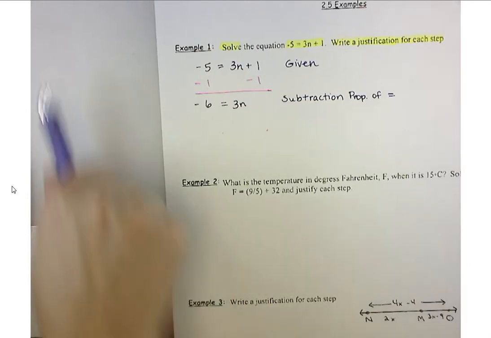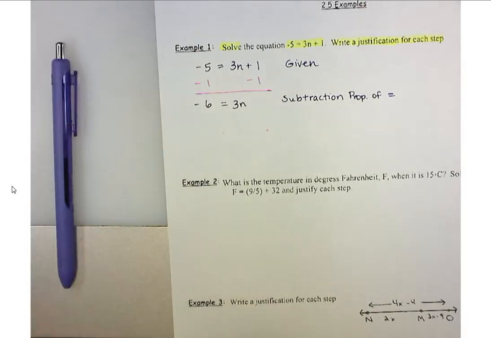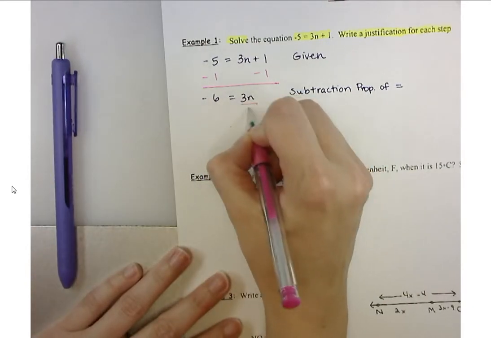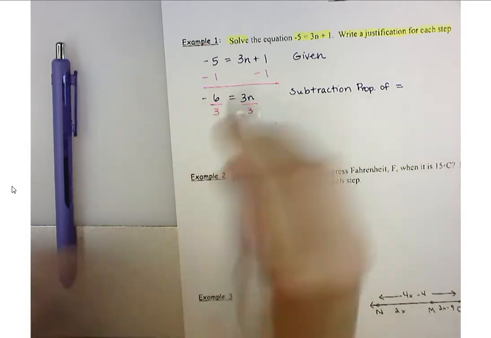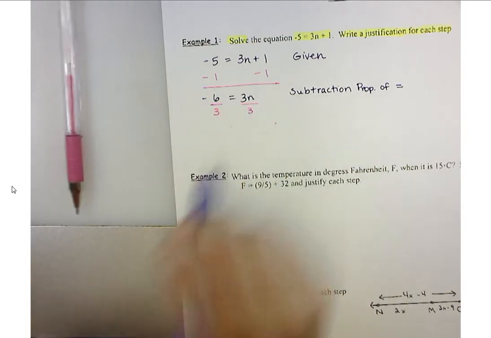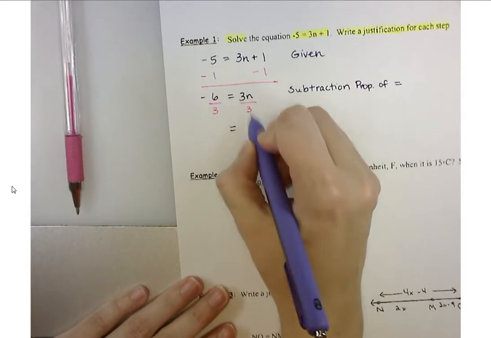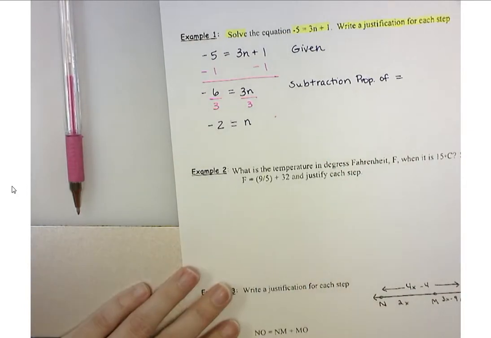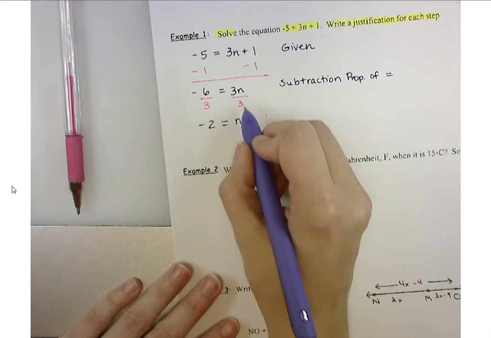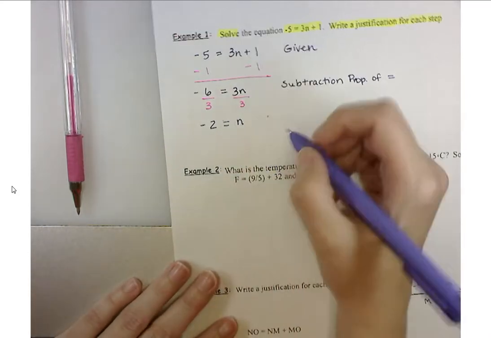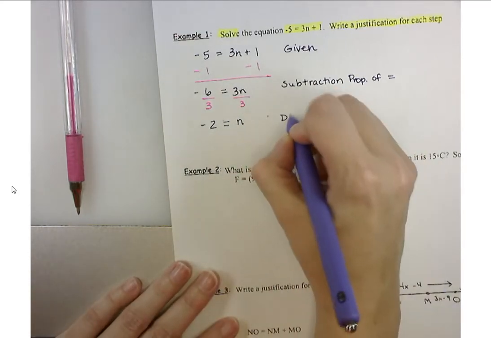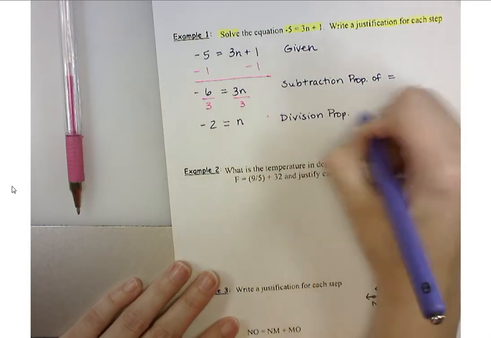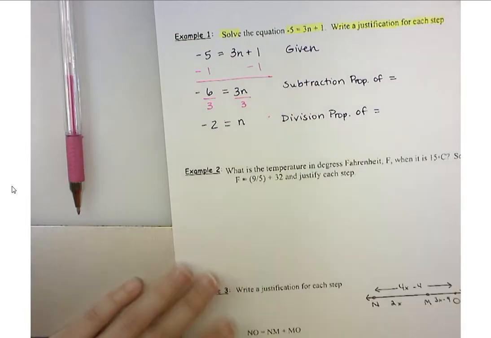Okay, and then Rhea, what am I going to do next to solve for n? Divide -6 by 3. Okay, and you're going to do both sides, so divide both sides by 3. So when you do that, you will get n is equal to -2. So then your justification, you just say, all right, I divided, so that would be the division property of equality.